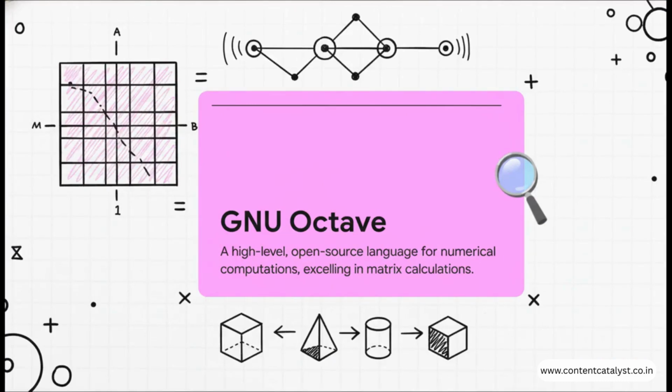So what is it? Well, at its core, GNU Octave is a total powerhouse for number crunching. It's a free, open-source language that was built from the ground up for complex calculations. It's especially, and I mean especially, good at handling matrices, which, as you know, are the fundamental building blocks for so many AI and machine learning algorithms.